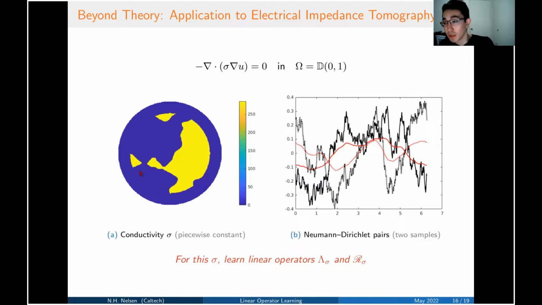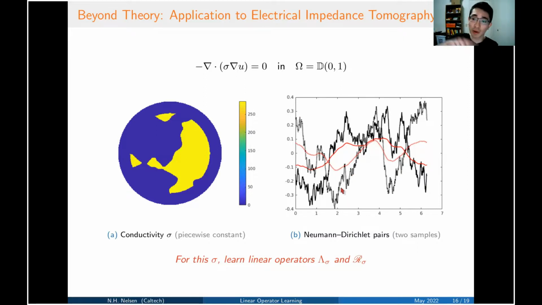So it's on the unit disk, and it takes the value like 300 on the yellow parts, and takes the value, I don't know, 30 or something, 10 or something on the blue parts. Okay, and so given this conductivity, we can sample boundary data of this PDE. This is what I'm showing on the right. So I'm showing some Neumann data in black.